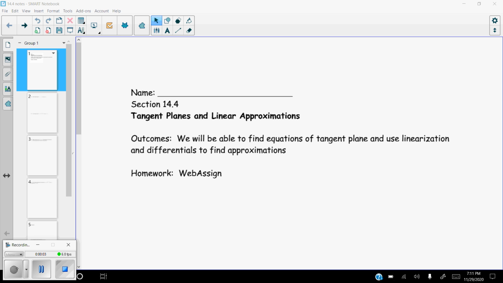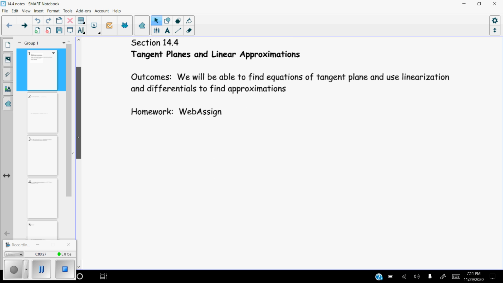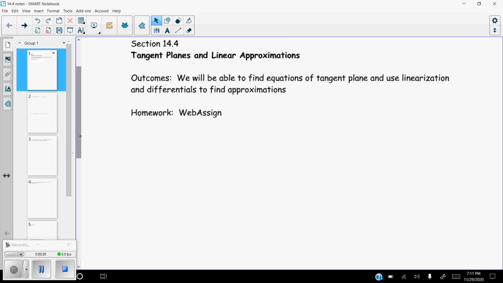Okay, so this is section 14.4, tangent planes and linear approximations. You may remember that we did tangent lines and linear approximations in 2 dimensions. Well, now we're going to fit this to 3 dimensions. We're also going to talk about differentials in 3 dimensions to find approximations as well. The good news is, if you remember any of that stuff from 1-dimensional, then it's pretty much the same idea. We're going to try and compare the two and see how it all fits together.